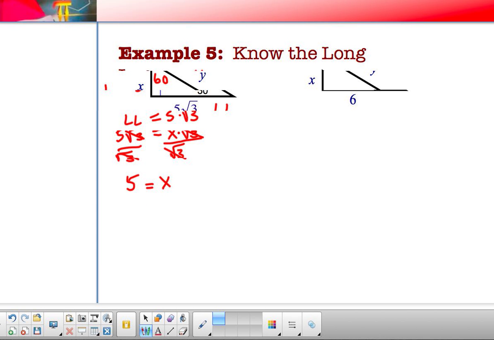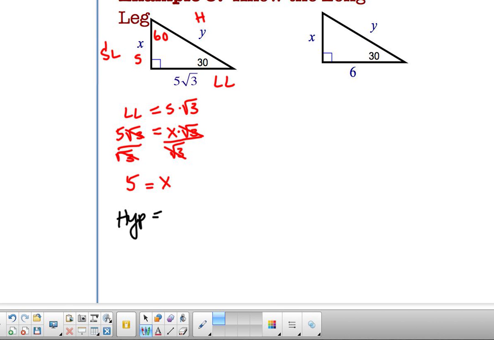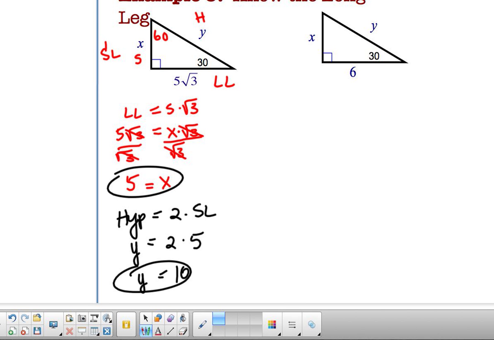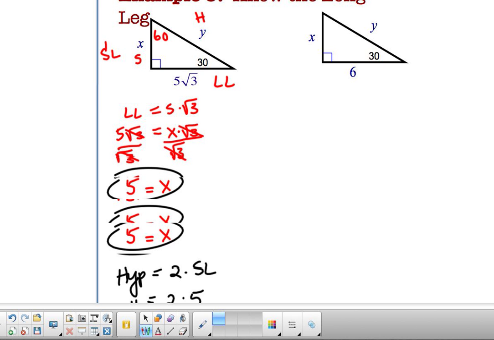Now we're going to find the hypotenuse. What's the rule? The hypotenuse is equal to 2 times the short leg. In this case, my hypotenuse is y. My short leg was 5, so 2 times 5. So y is going to equal 10. And we've got x. We've got y. We're done with that one.